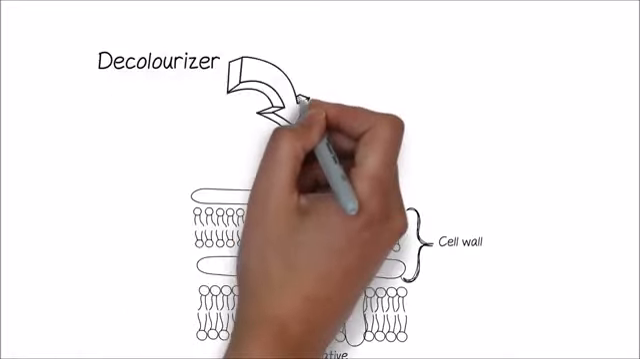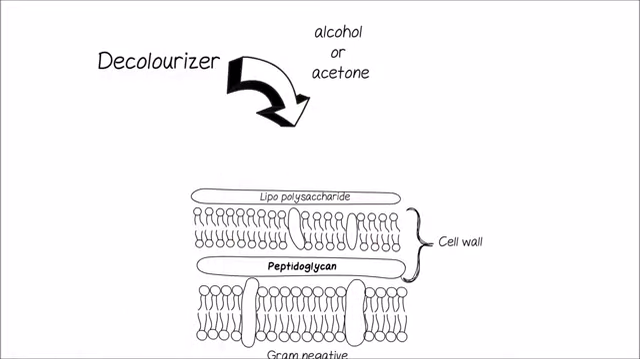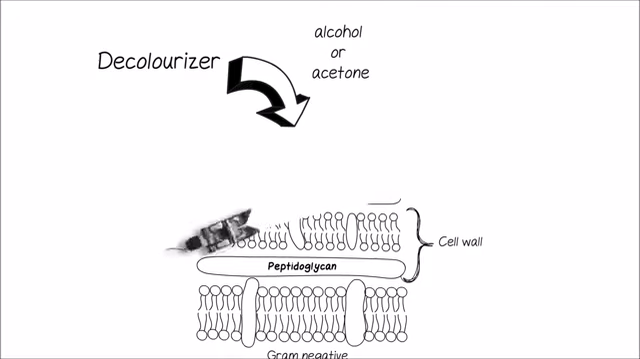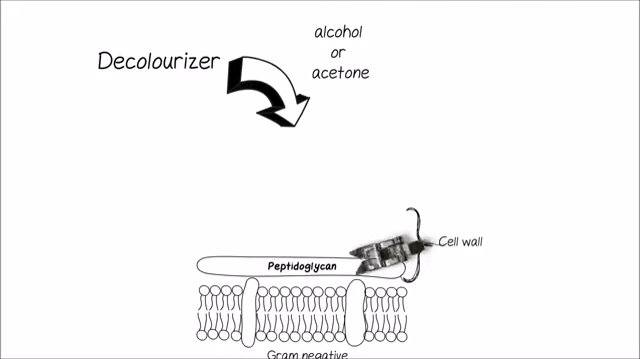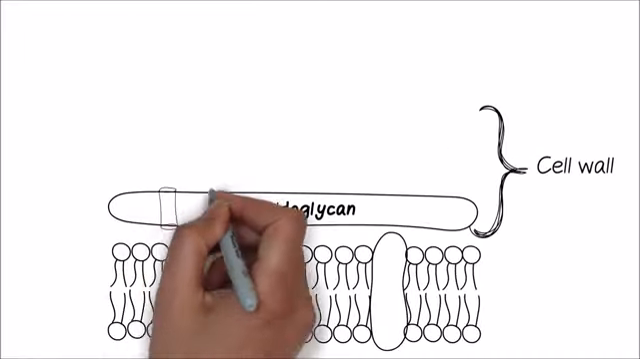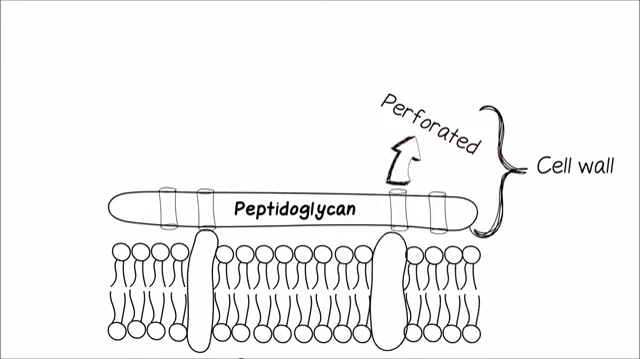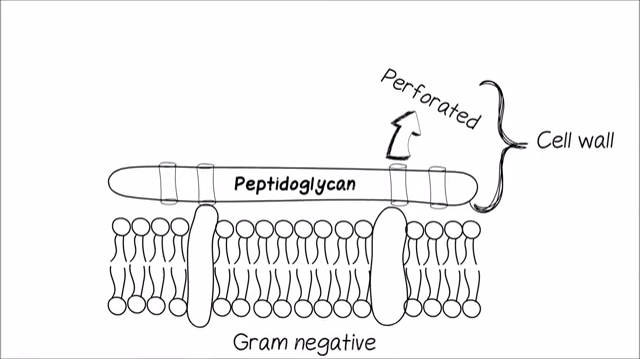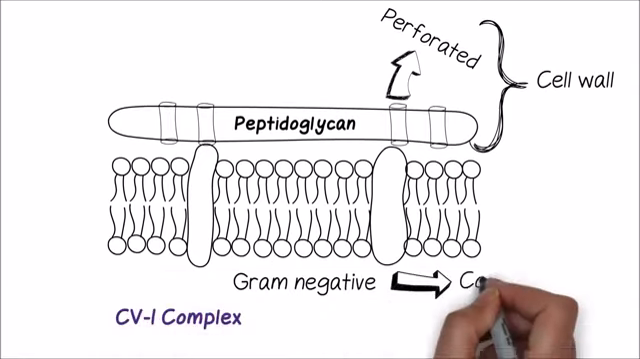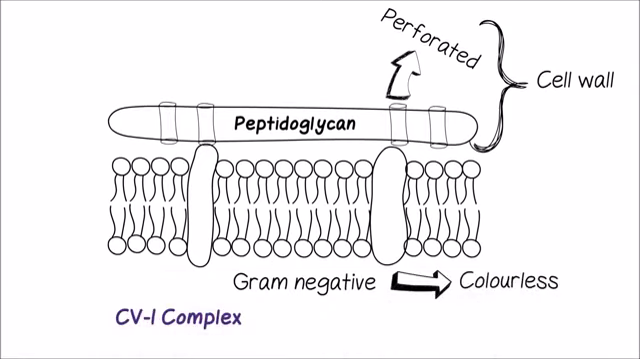When a decolorizer, like alcohol or acetone, is added, the outer lipopolysaccharide layer will be completely dissolved, leaving the thin peptidoglycan layer exposed. The effective alcohol makes the peptidoglycan layer become perforated. So, in the decolorization step, the gram-negative bacteria fail to retain the CVI complex and become colorless as the complex is washed away.